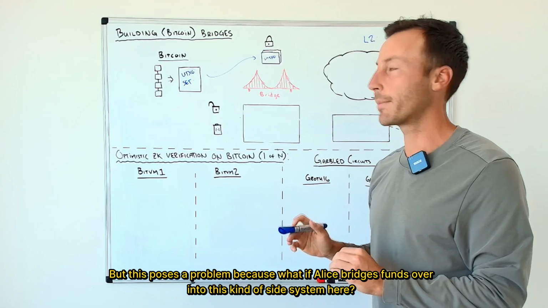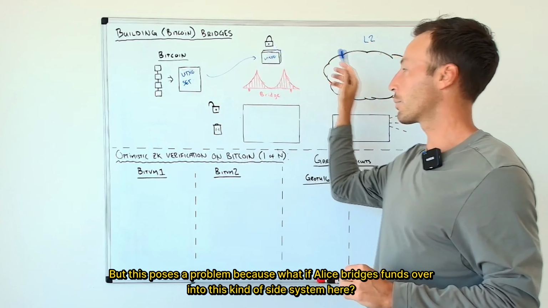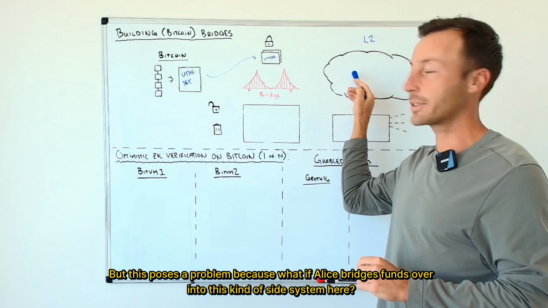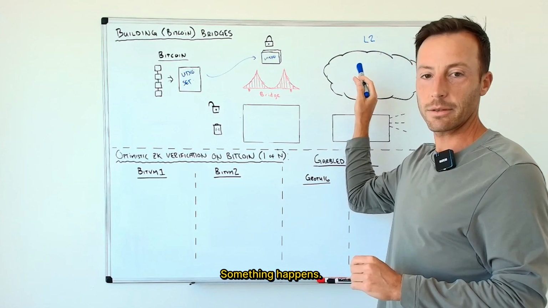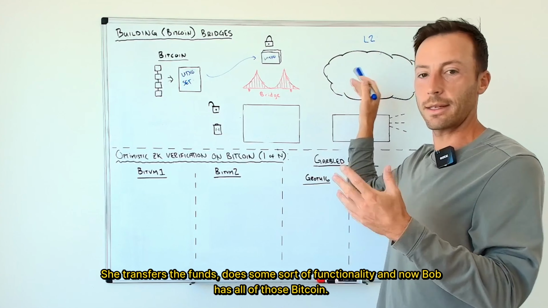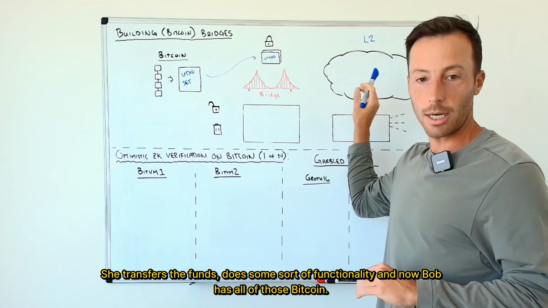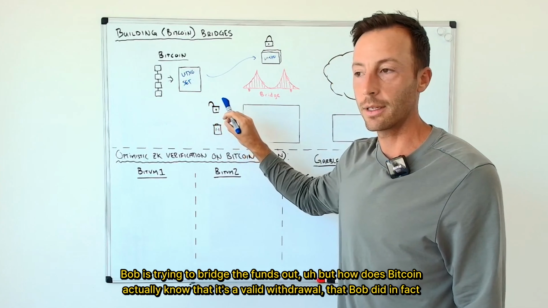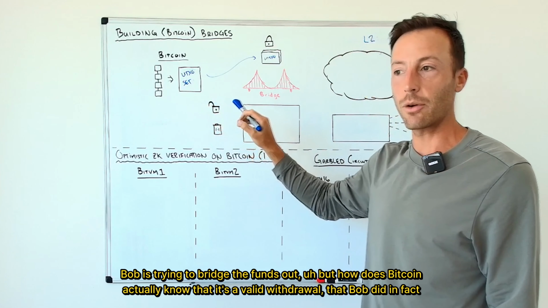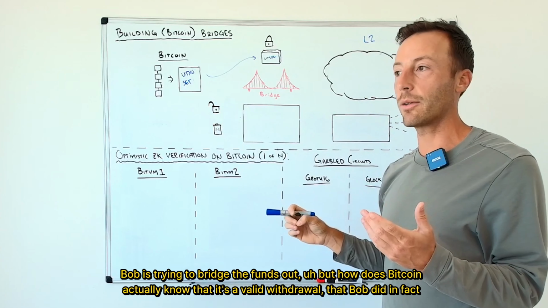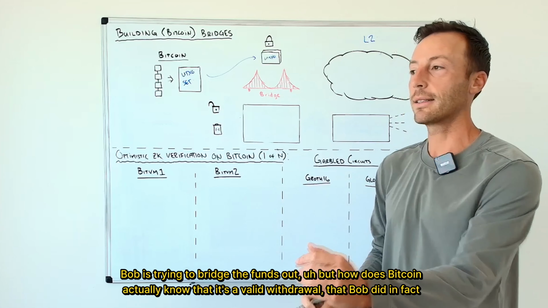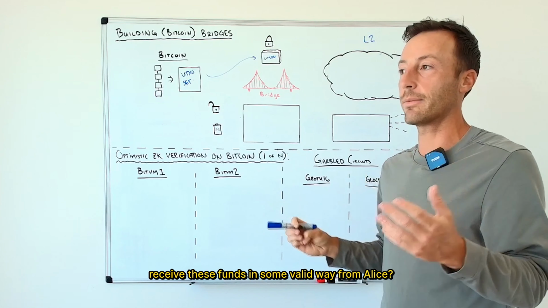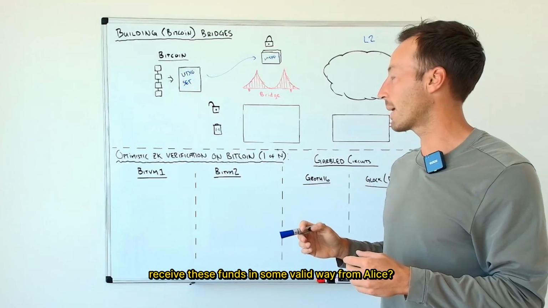But this poses a problem, because what if Alice bridges funds over into this side system here? Something happens. She transfers the funds, does some sort of functionality, and now Bob has all of those Bitcoin. Bob is trying to bridge the funds out, but how does Bitcoin actually know that it's a valid withdrawal, that Bob did in fact receive these funds in some valid way from Alice?